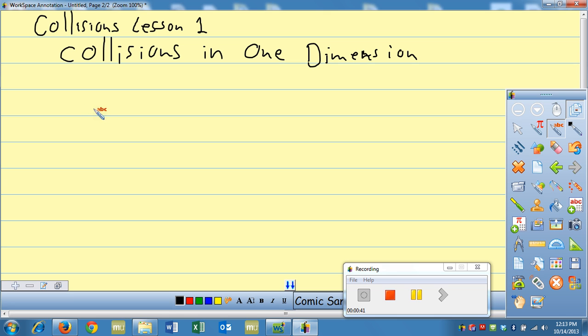In other words, a collision in one direction basically looks like you've got, say, a ball, and it's traveling towards another ball over here.